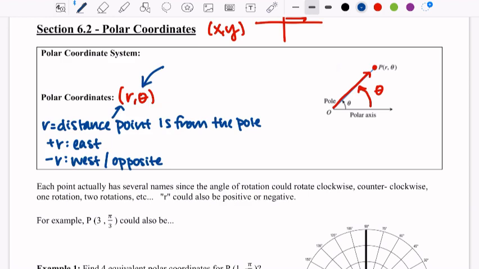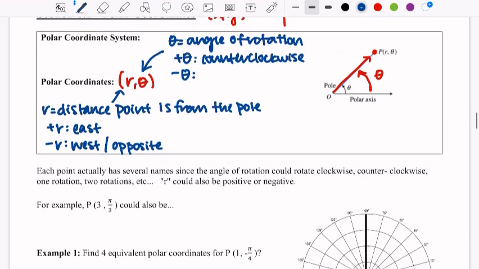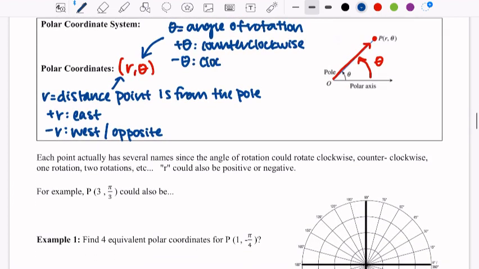Okay, so for theta, well, theta is just going to be our angle of rotation. Again, it can be in degrees or radians. If we have a positive theta, that means we're going counterclockwise. And if we have a negative theta, that means we are going clockwise.